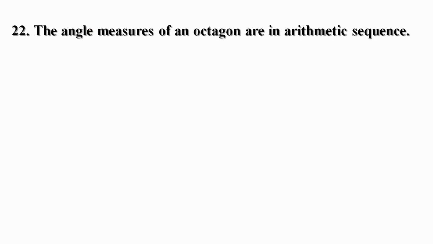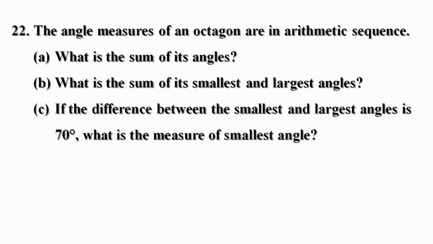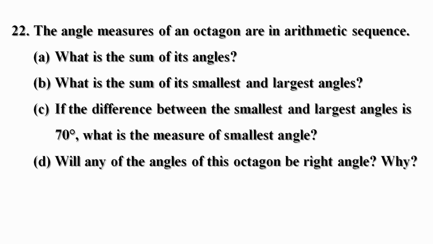22nd question. The angle measures of an octagon are in arithmetic sequence. What is the sum of its angles? What is the sum of its smallest and largest angles? If the difference between the smallest and largest angles is 70 degrees, what is the measure of the smallest angle? Will any of the angles of this octagon be a right angle?